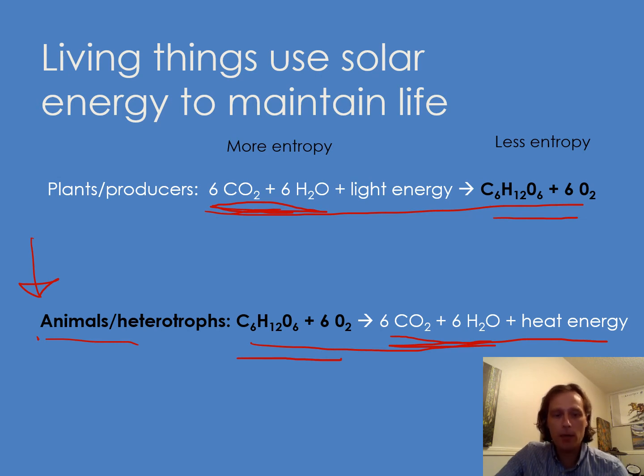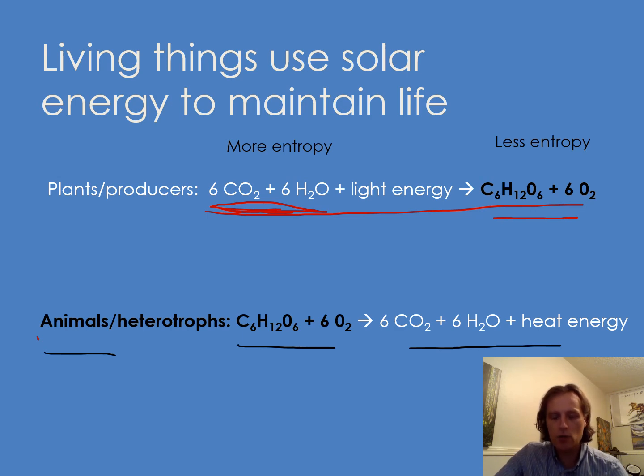The only thing that's different is that animals on the bottom here, we produce heat energy as a product, as a waste product, and then plants use light energy. So what does this mean in terms of entropy? Well, I'd like to ask you for a moment. On the bottom here, can you remember, is it the left or the right side that has more entropy and why? Pause the video. Okay, now I'll explain it to you.